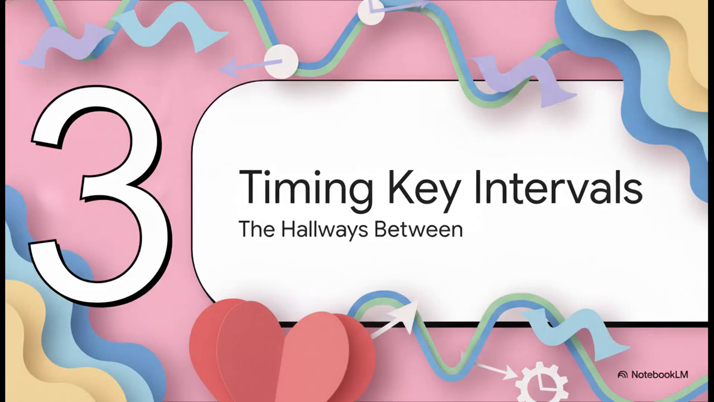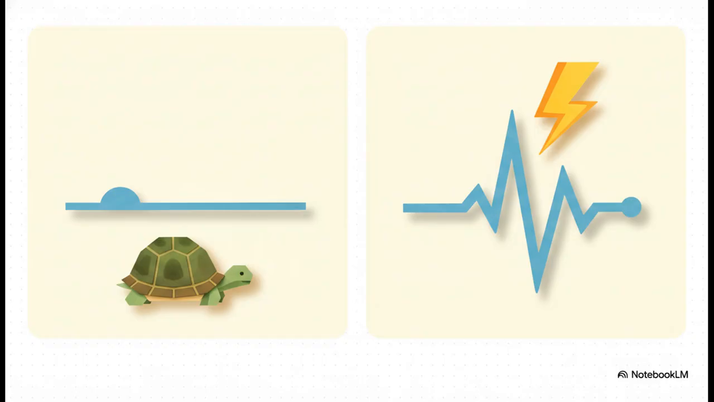Part 3. Timing the key intervals. The hallways between. So, we've built the rooms of our structure, the waves. Now we need to measure the hallways connecting them. What's really interesting about this is the sheer contrast in timing.